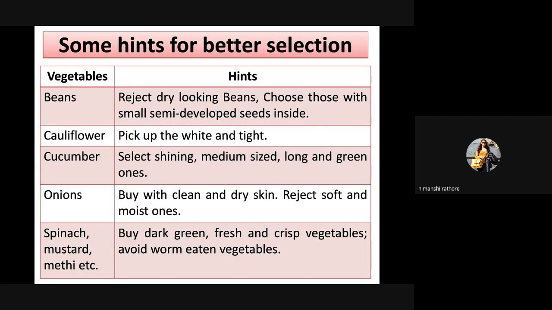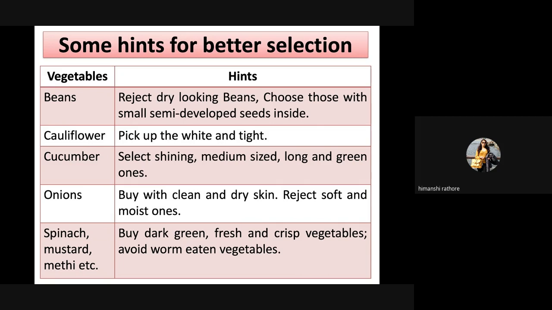Now, here are some hints for better selection. If you are purchasing beans, what points do you have to keep in mind? Reject dry looking beans. Choose those with small and semi developed seeds inside. Because if you are buying older beans, they will have bigger seeds but they will not taste good. So try to choose those which are tender in nature. So beans which are tender and not dry.